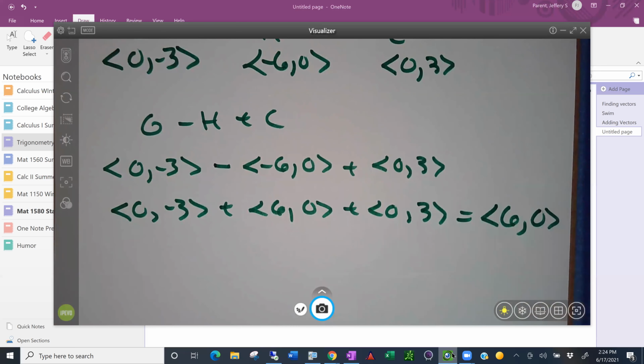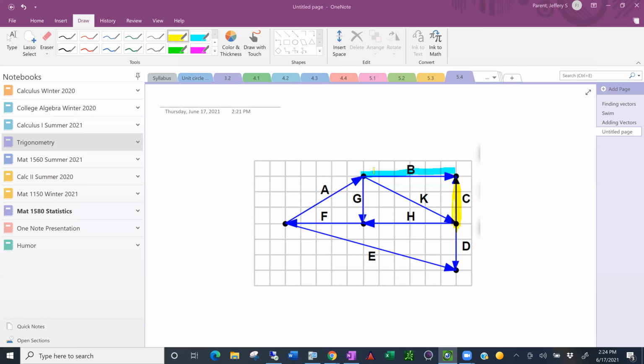That's exactly what vector B is. You take a look back here, B starts out at this point, call it 0, 0 out of convenience, and it moves 6 spaces to the right. So G minus H plus C does equal B.